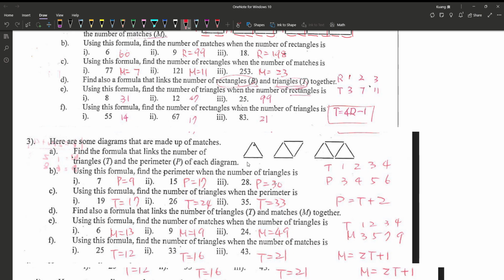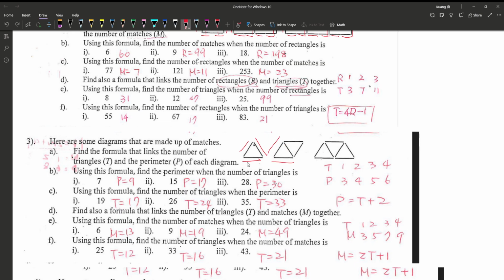The perimeter of the diagram. With one triangle, the perimeter is 3 units: 1, 2, 3. Okay, triangle 2, two triangles. So the perimeter is 1, 2, 3, 4. The perimeter only counts the length of the segments outside, not inside, not this one.